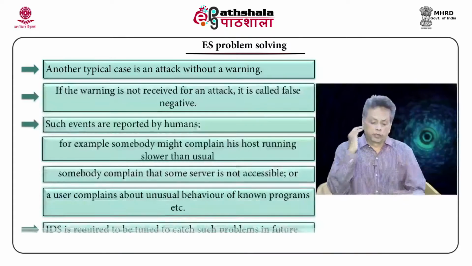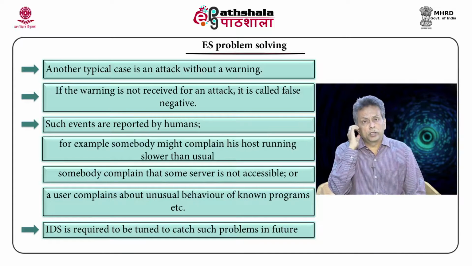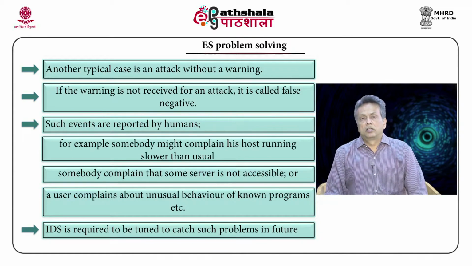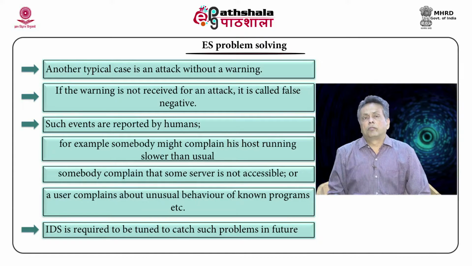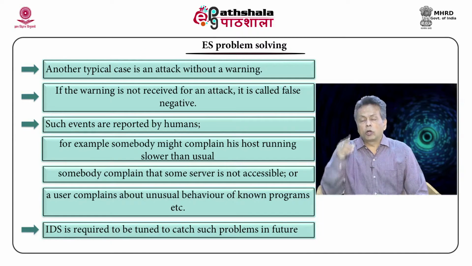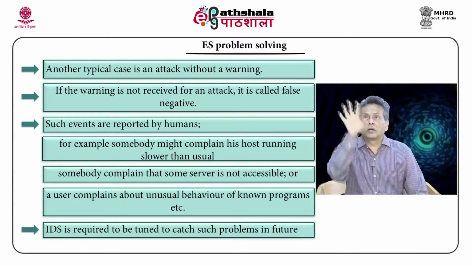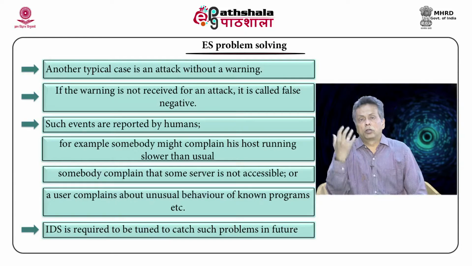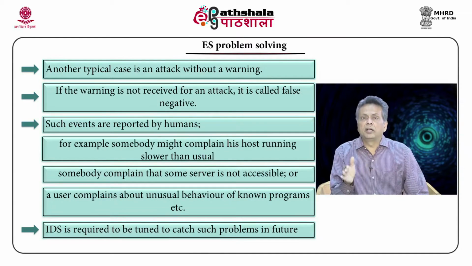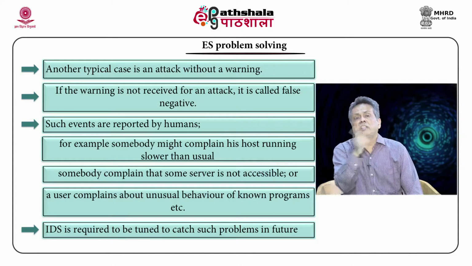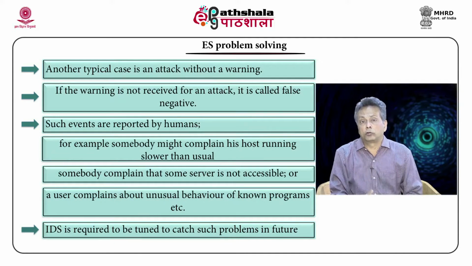In fact, there is one thing which I missed out. It is quite possible that you cannot determine that there is an attack. For example, you continue running the system, you get no warning, but some user comes and asks, my machine is running slow, or I am not able to access that program, or when I try to access that program, I am not able to get the response back. These are indications of something abnormal. When you dig deeper into it, you realize that there is an attack going on which you failed to capture. This is called a false negative.